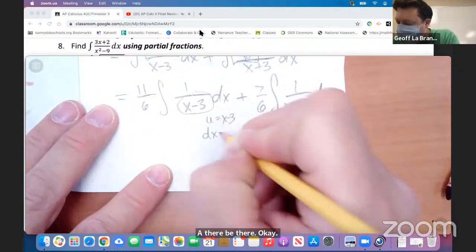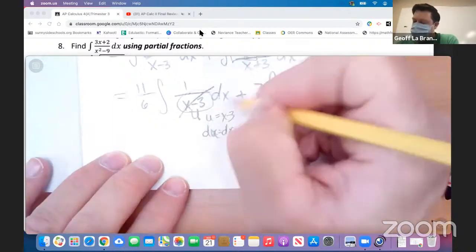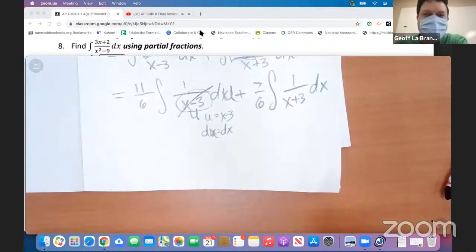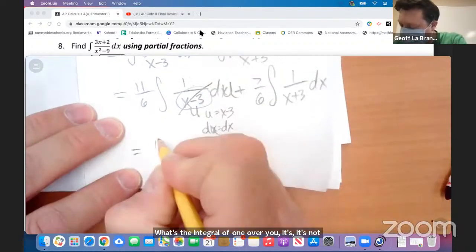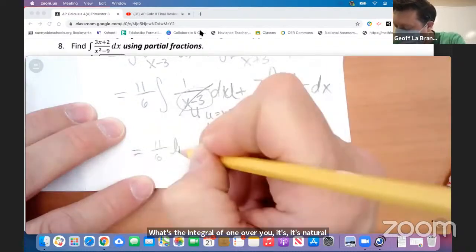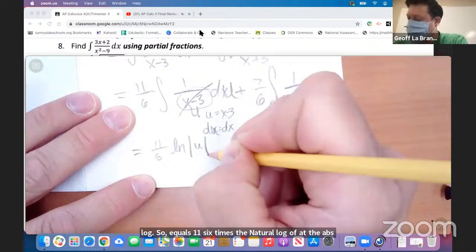dx is du, so this is going to become 1 over u du. What's the integral of 1 over u? It's natural log. So that equals 11/6 times the natural log of the absolute value of u.